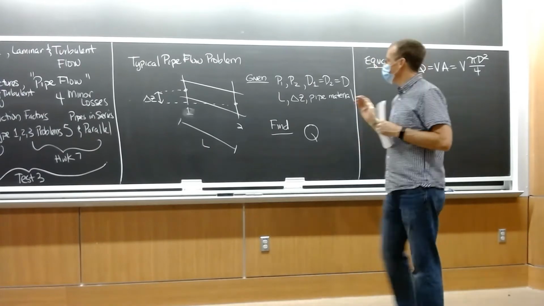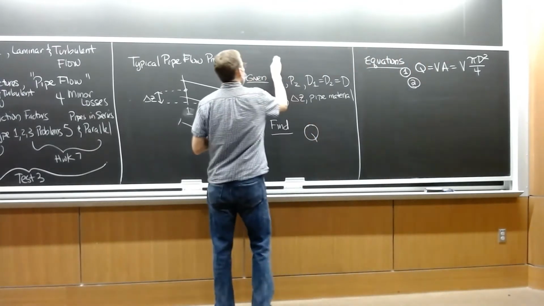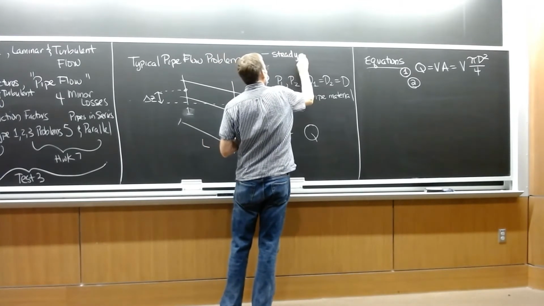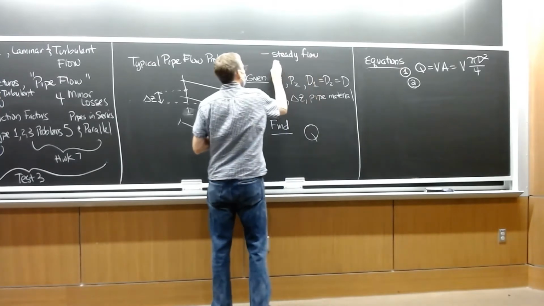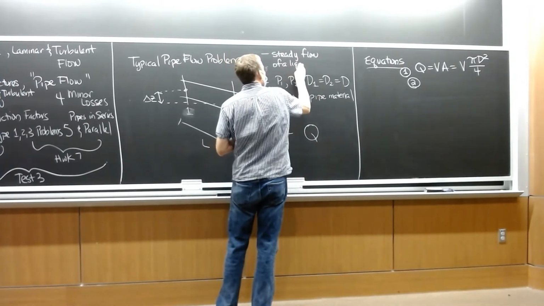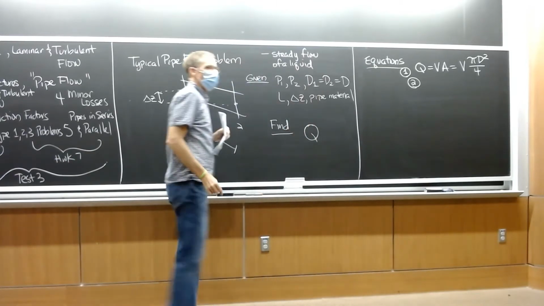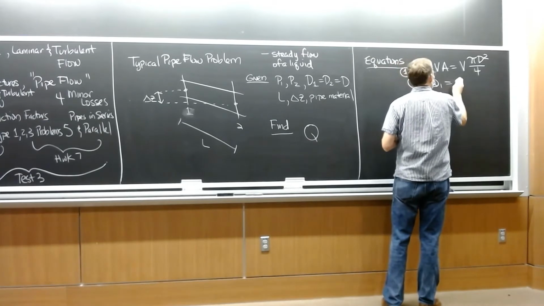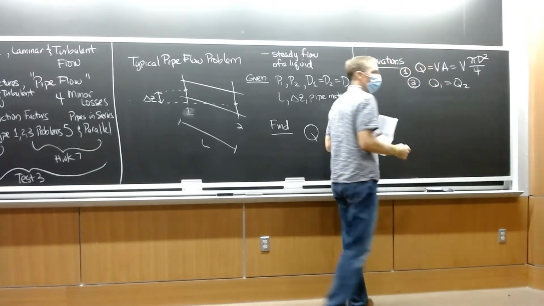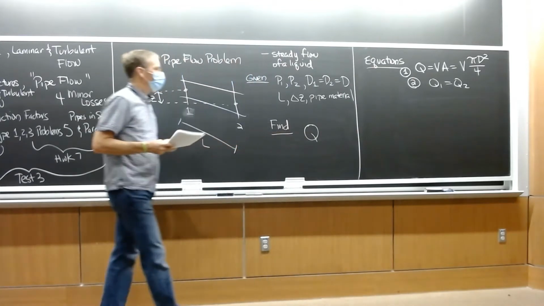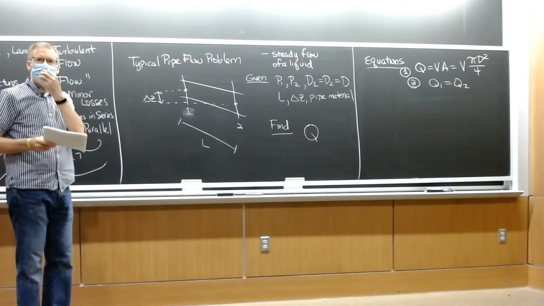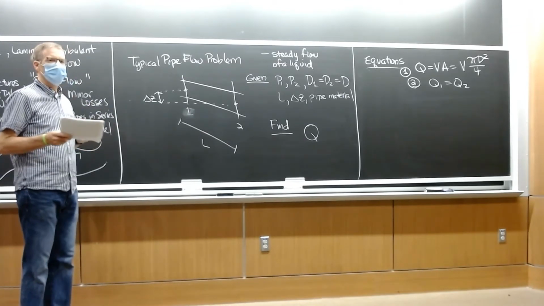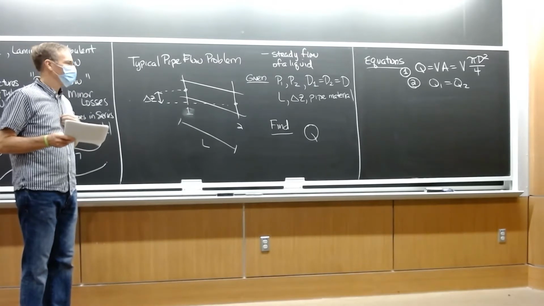I guess I haven't said specifically, but this is steady flow, and if that's the case, then you know there's another equation, but that's not going to tell us what the Q is. We need another equation to actually help us with the flow specification.